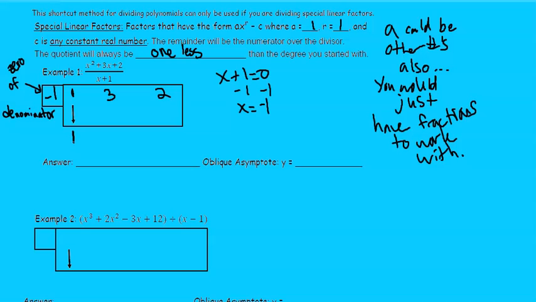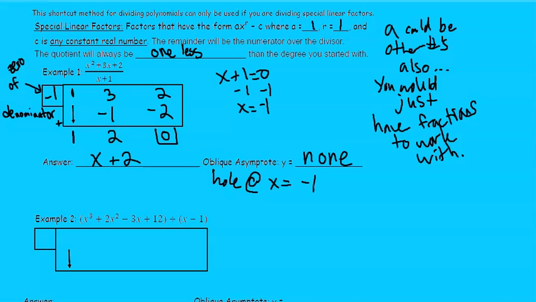We bring down the first number, 1. To get the next number right here, we multiply that 0 of the denominator, negative 1, times 1. It's negative 1, we get 2. 2 times negative 1 is negative 2. And so you have a remainder of 0. So your answer is 1x plus 2. Since the remainder is 0, we do not have an oblique asymptote. Instead, we have a hole at x equals negative 1.